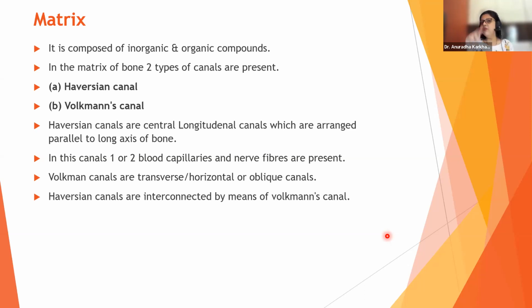We know that the bone is supplied with blood. How does the blood reach there? The blood reaches that area via the blood capillaries present in these Haversian canals. The name of the scientist was Haversian, so it is called the Haversian canal. Volkmann canals are transverse, horizontal or oblique canals. The Volkmann canals connect two Haversian canals.